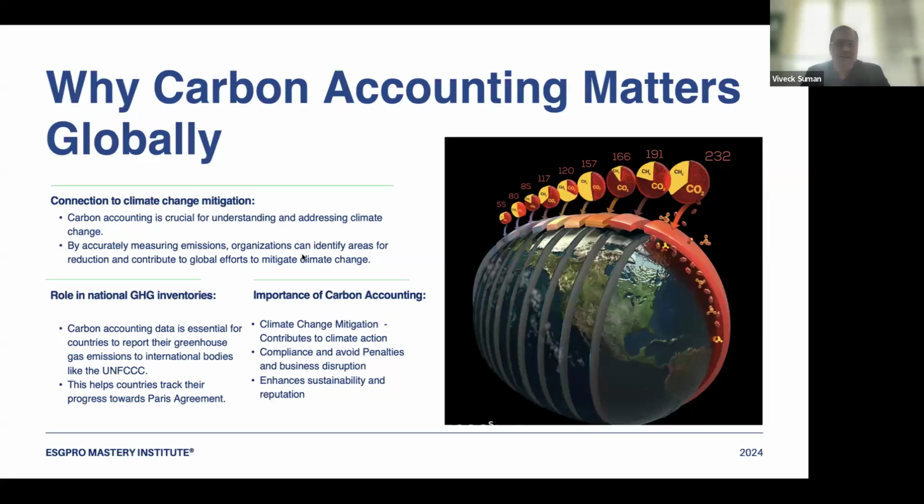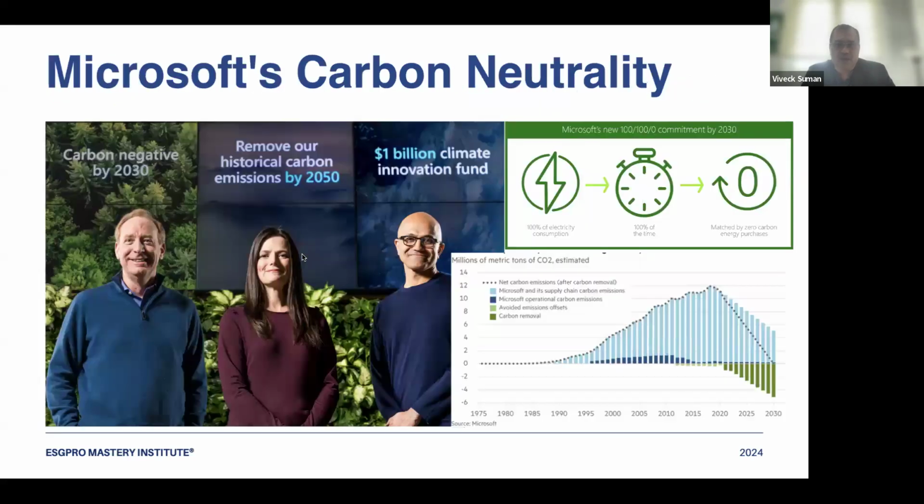Now, let me give you a real life example of Microsoft. We have discussed them 2-3 times yesterday, so today you will see at least 2 slides talking about them. Microsoft has made a carbon neutrality pledge. They have decided not only to become carbon neutral, but they want to remove the carbon emissions they have made till today. So they have 3 basic pledges which they have made.